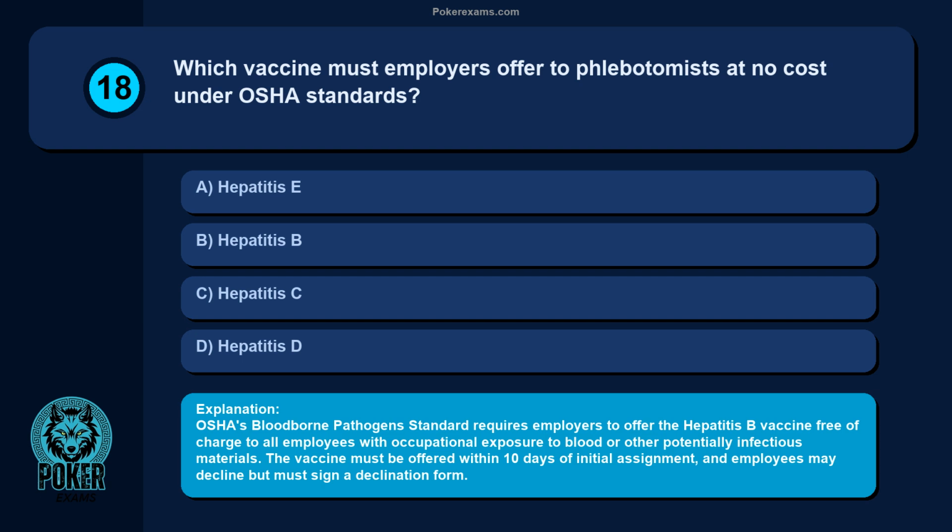OSHA's bloodborne pathogen standard requires employers to offer the Hepatitis B vaccine free of charge to all employees with occupational exposure to blood or other potentially infectious materials. The vaccine must be offered within 10 days of initial assignment, and employees may decline but must sign a declination form.